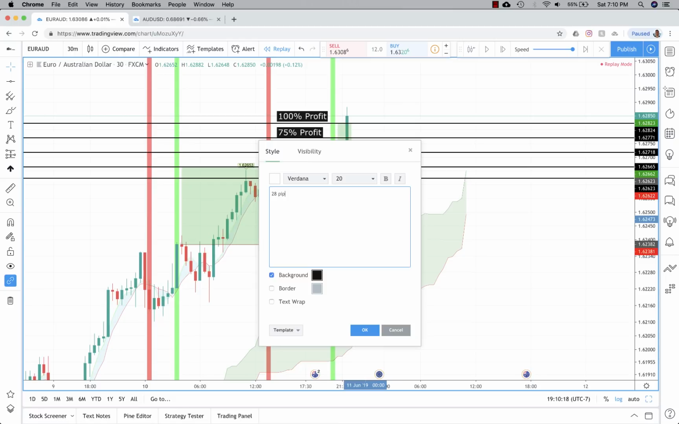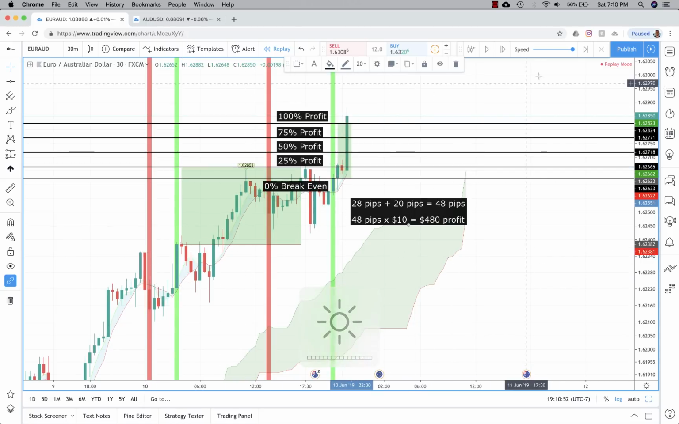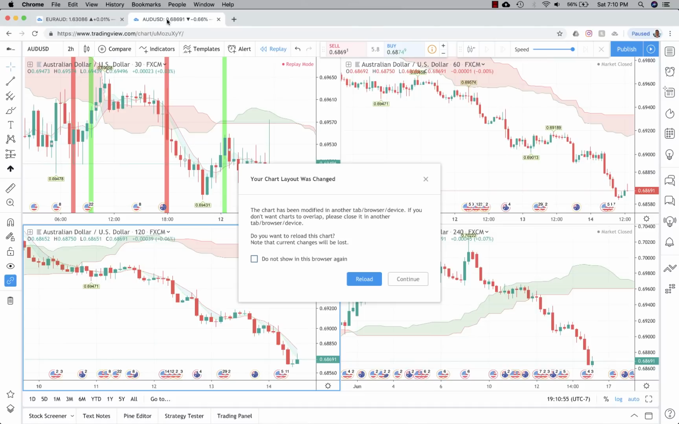So we'd have 28 pips plus 20 pips. Obviously that equals 48 pips. So 48 pips times 10 bucks if we were doing a standard lot. You would have made 480 bucks just following this trade. That's not bad. So you make a $480 profit for those 2 trades. And I'm sure there's more trades following this because this was a strong trend up. Alright, so let's look at the sell positions.